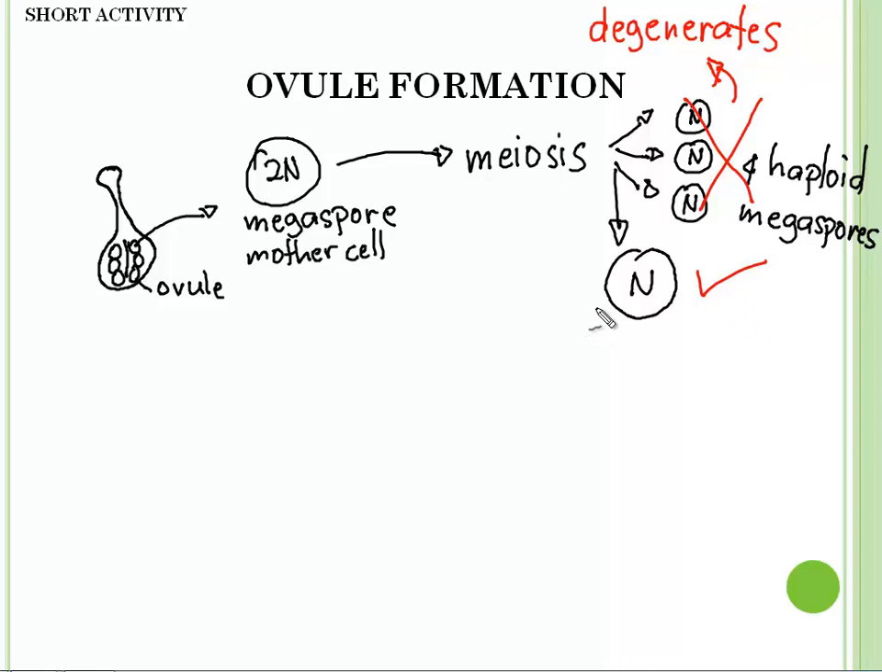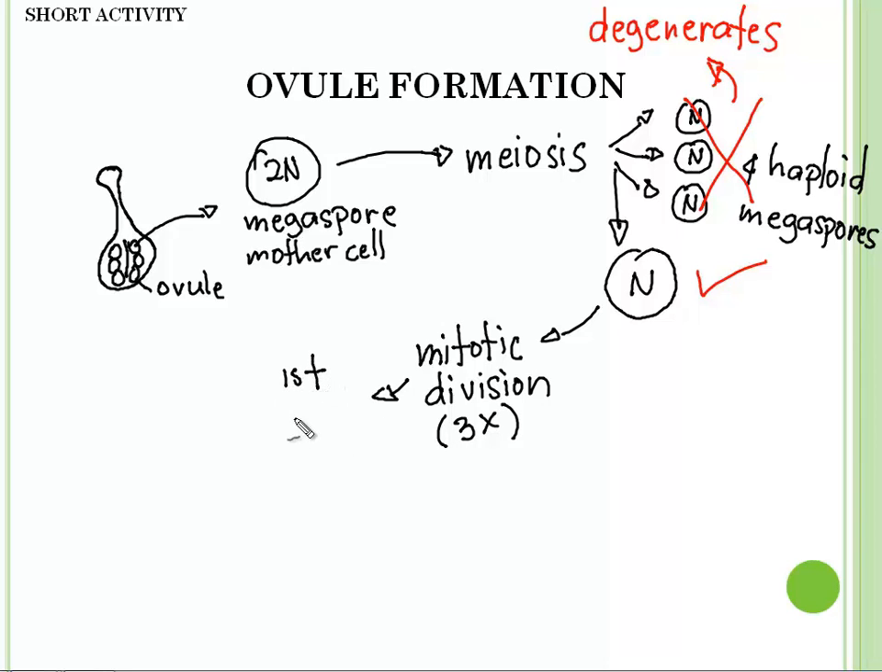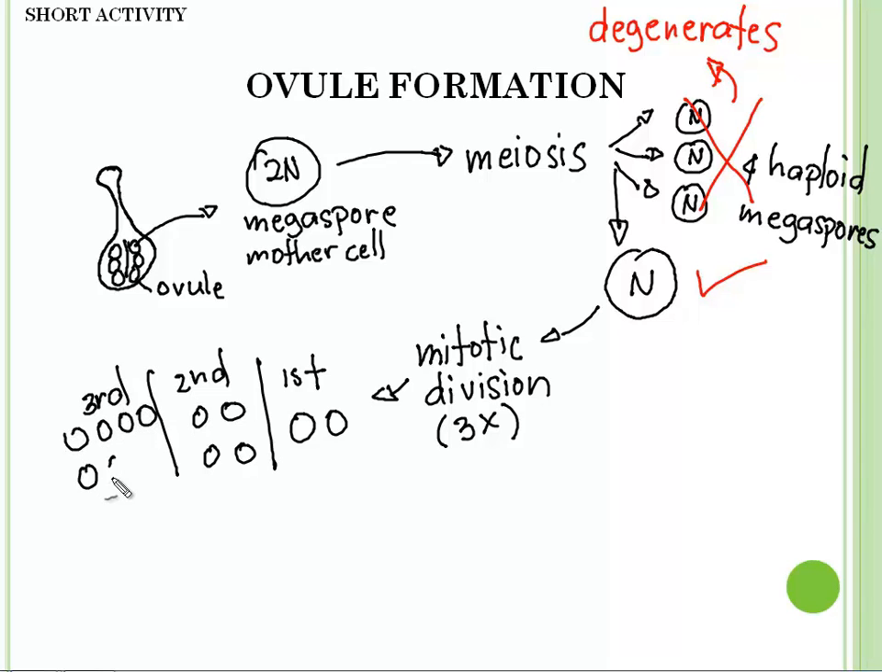So what will happen to this? Of course, it will divide via mitosis, just like the microspore. You have mitotic divisions, and you will be doing this 3 times. So you expect how many cells? On your first division, you will have 2. On the second mitotic division, you will have, of course, 4 cells, and on the third mitotic division you have 4 times 2 equals 8 cells. So you'll form 8 haploid nuclei.